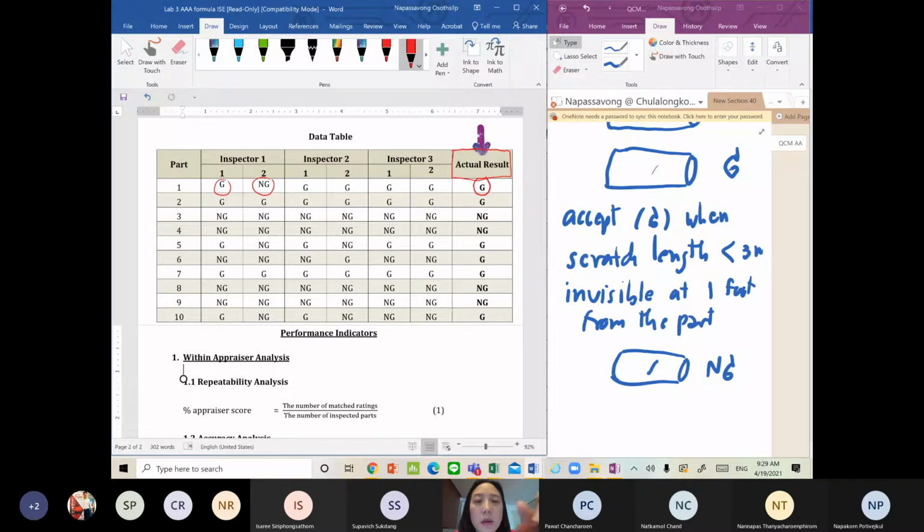So this result comes from an expert, but the other result comes from each inspector that we want to appraise. They may not be an expert, or they may be an expert. We are not sure about that. That's why we are appraising their capability in terms of the inspection. Do you follow me?